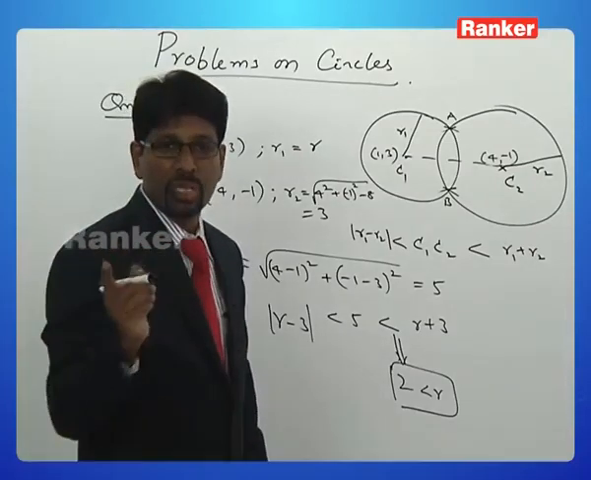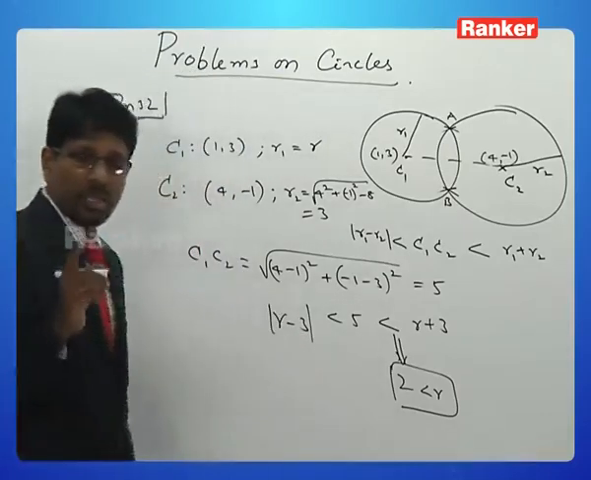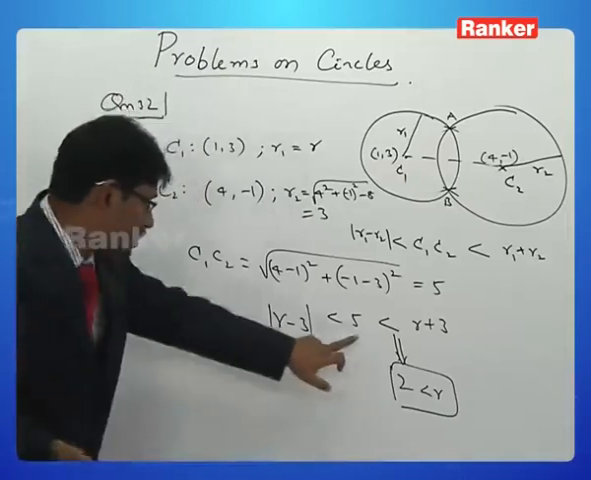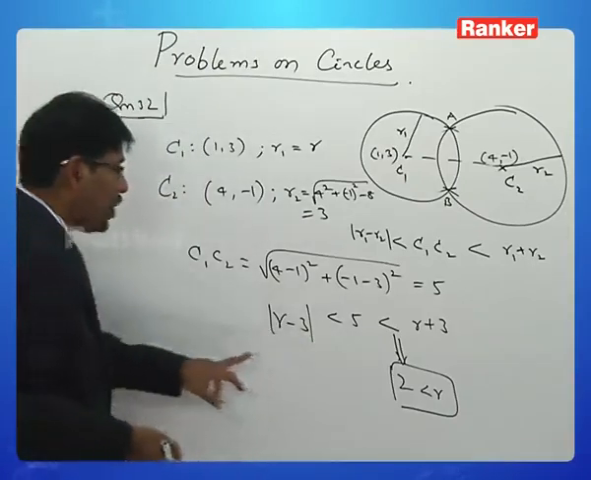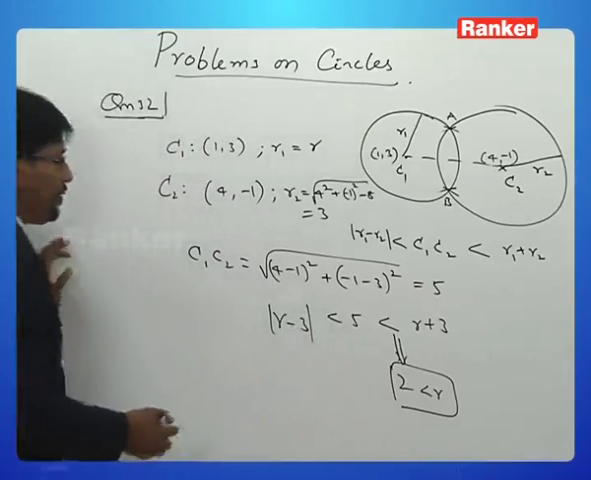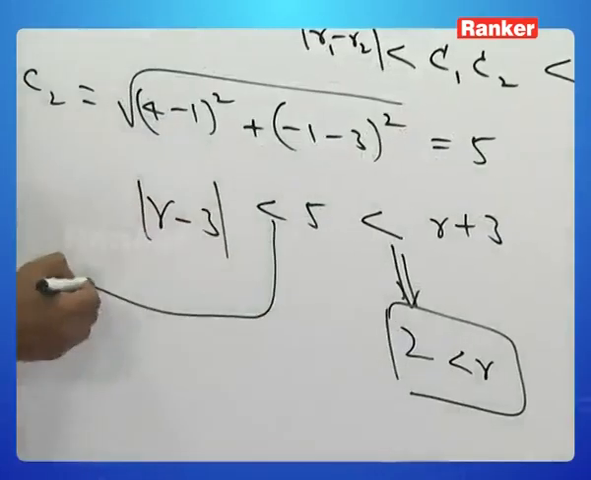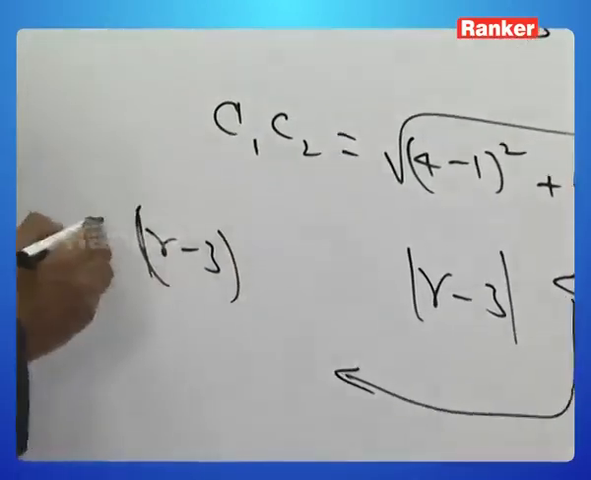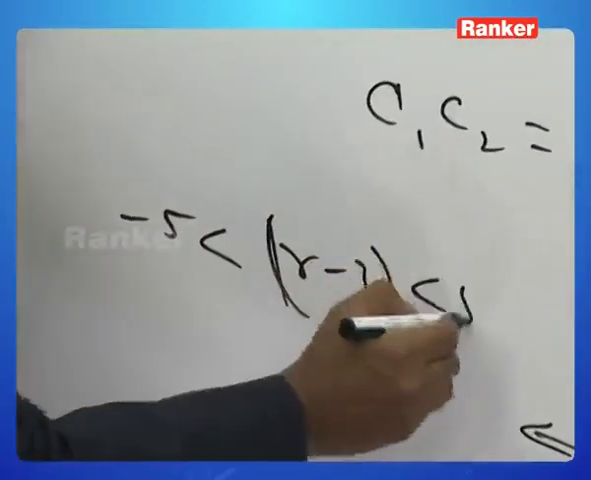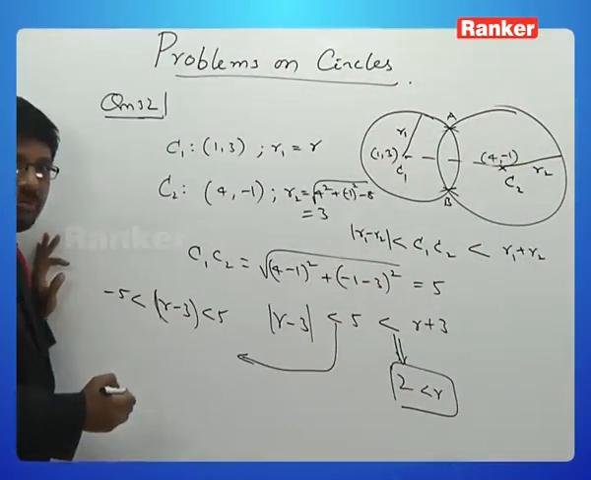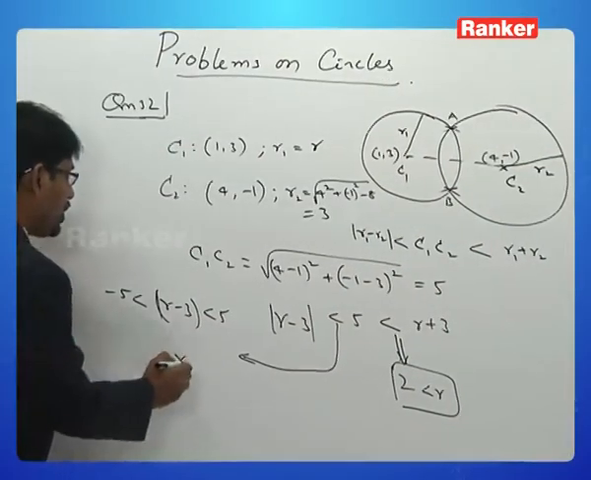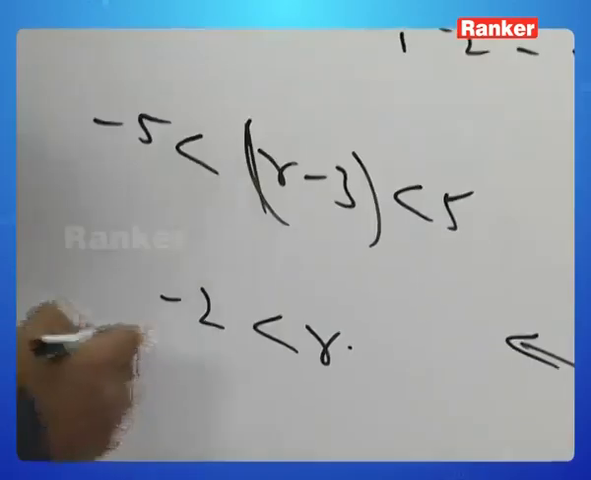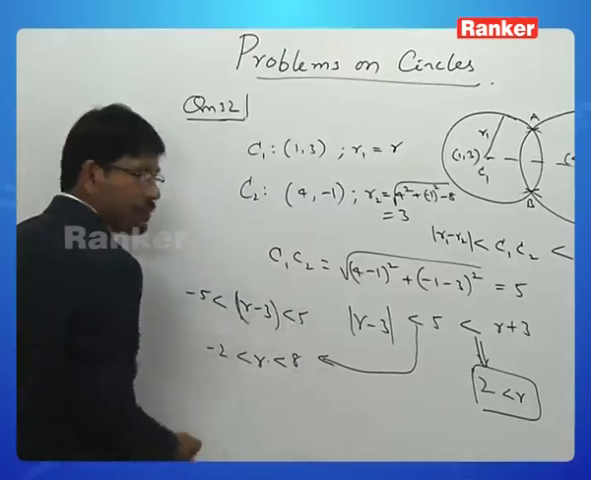So R has to be greater than 2, but then is it going to be less than 8 or not? That we shall see, we also have to look at this part. Modulus of R minus 3 less than 5. So what can you say from here? R minus 3 should lie between minus 5 and 5. Therefore, R should lie between minus 5 plus 3, that is minus 2, and 8.